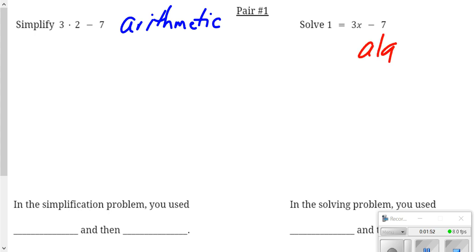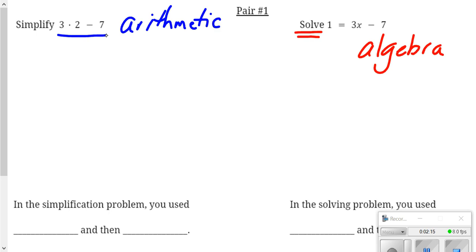We know this is an algebra problem. First of all, there's a variable in it. Secondly, it's asking us to solve, right, to find out what x is, to isolate that variable. Over here on the arithmetic side, there isn't a variable to isolate. There also isn't even an equation. It's just an expression. Just do the math. So let's start out with the arithmetic side.